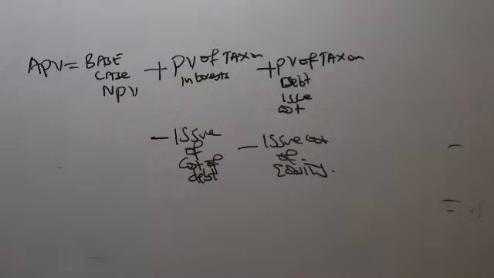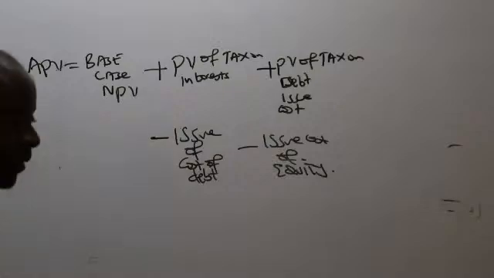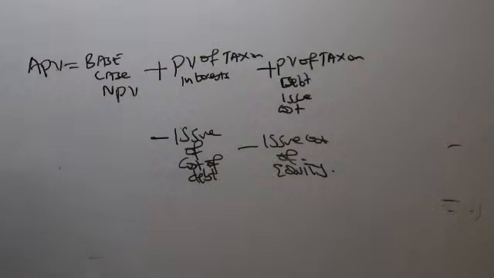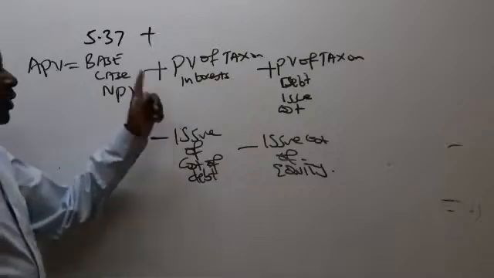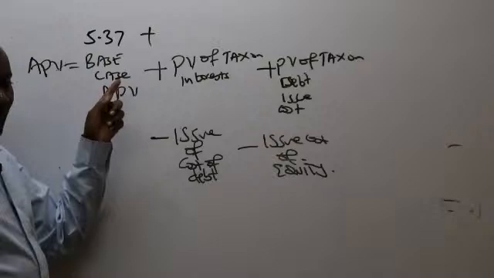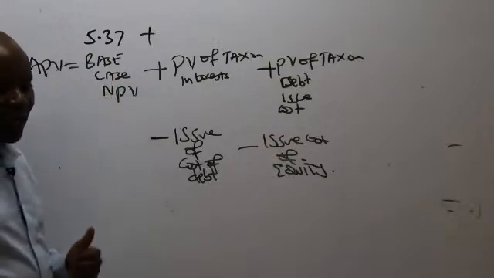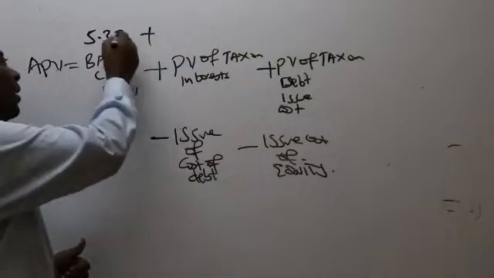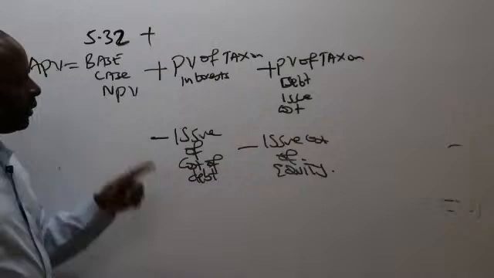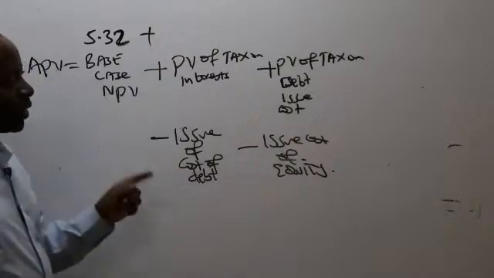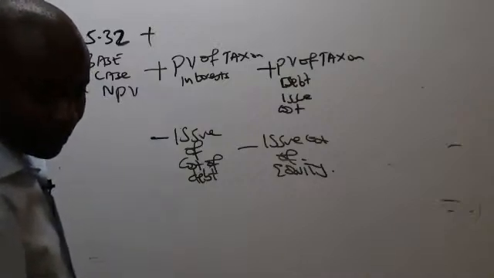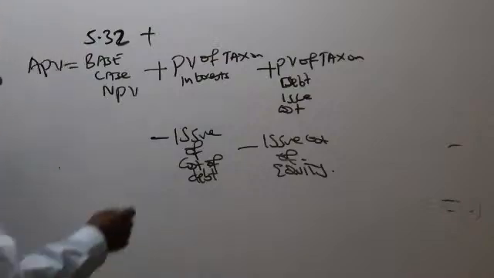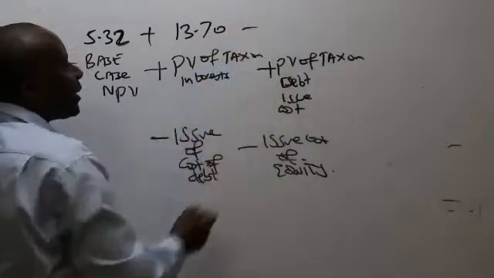Base case, Grace says it is 5.37. Base case 5.37, plus, what about the present value of tax on interest? It comes to 5.32, okay. How about the present value of tax on interest? 13.7. So plus 13.7, minus, what is the tax on debt?